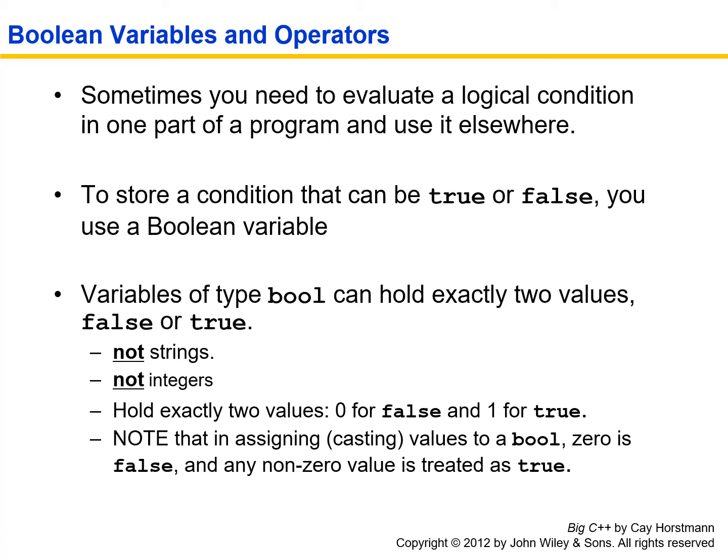They are not strings. They don't hold the word false or the word true. And they are not integers. They are variables that hold exactly two values, a 0 or a 1. 0 is false, 1 is true. Note that when you assign a value to a bool, when you cast something that isn't a 0 or a 1, 0 is false, and any non-zero value will be treated as true.